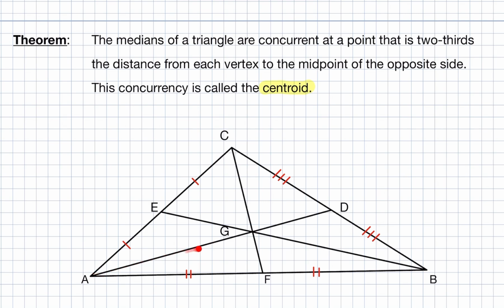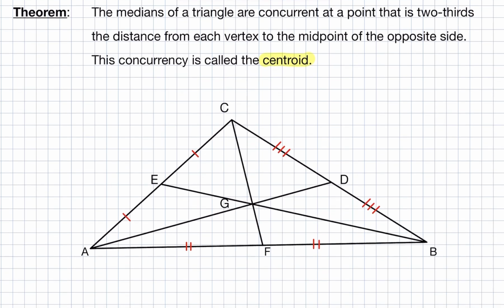segment AG, for example, the length of AG is exactly 2/3 the length of the median AD. Okay, likewise, segment CG is exactly 2/3 the length of the median CF, and then segment BG is exactly 2/3 the length of the median BE. Okay, and this concurrency here, or this intersection, is called the centroid.